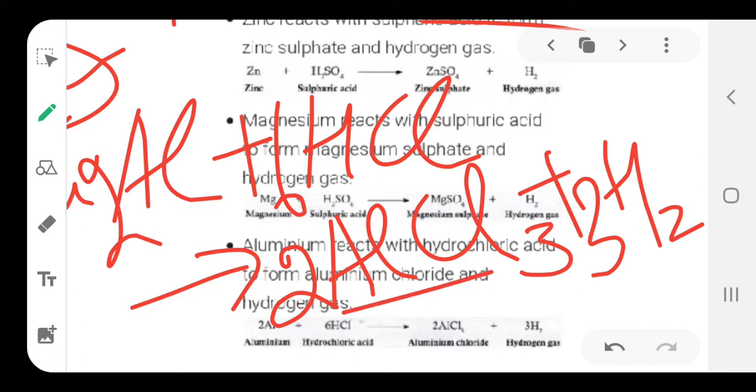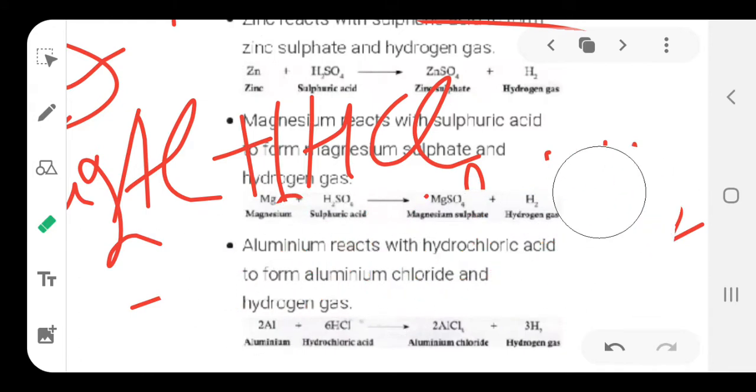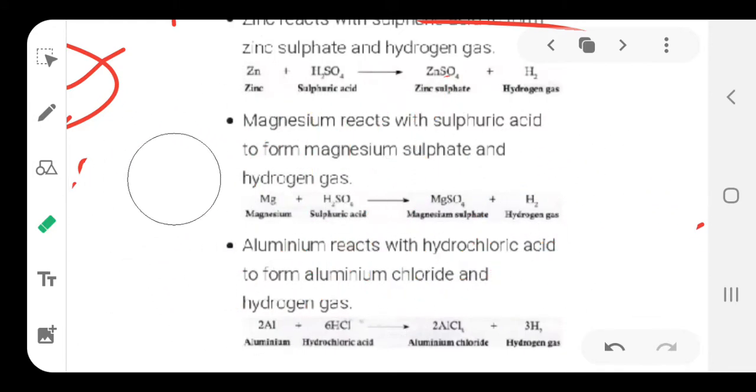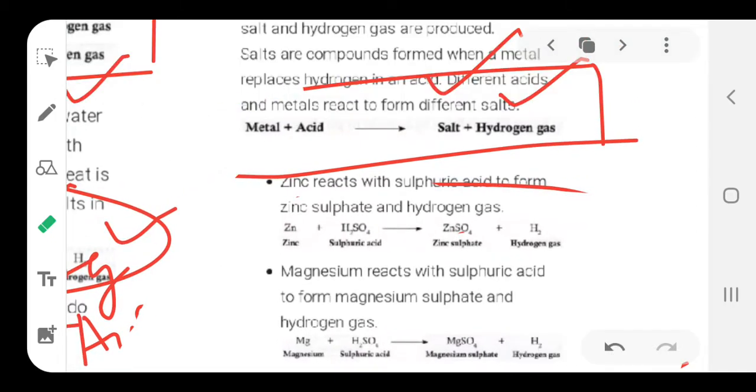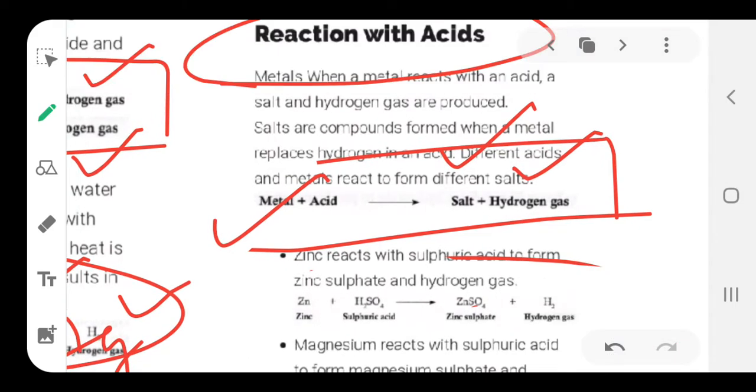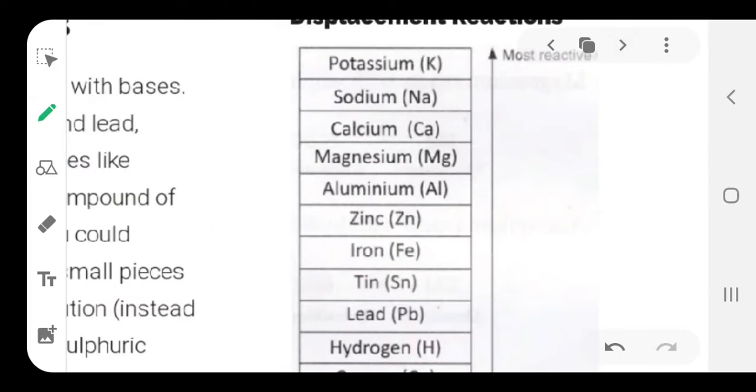So you should know that whenever a metal is combining with an acid, this general equation should be known to you. So whenever a metal combined with an acid, it gives you salt with hydrogen gas.